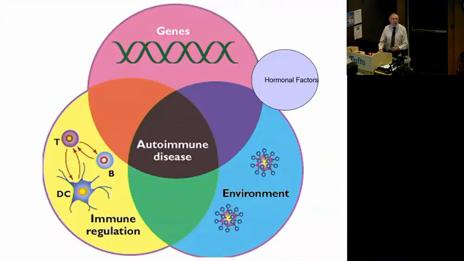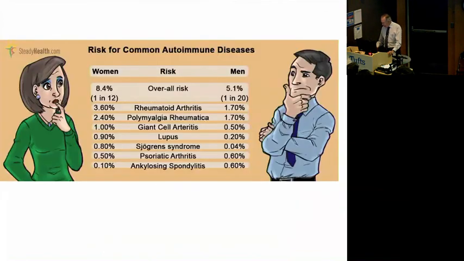Now, finally, just to end this, I want to add one last circle, and that is there are definitely hormonal factors involved in the development of autoimmune disease. And here I'm showing the massive increase in autoimmune diseases in women. Look at this. For rheumatoid arthritis, for polymyalgia, all of these autoimmune diseases, other than ankylosing spondylitis, which is more common in men, almost all of these are more common in women.